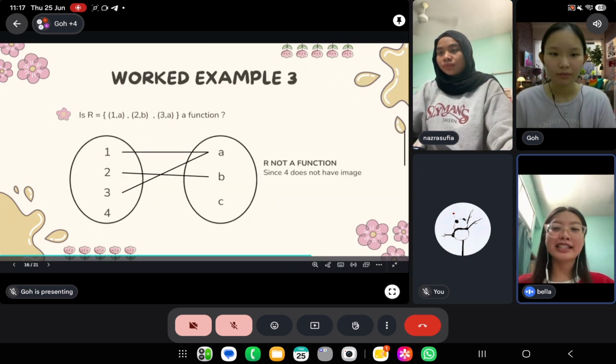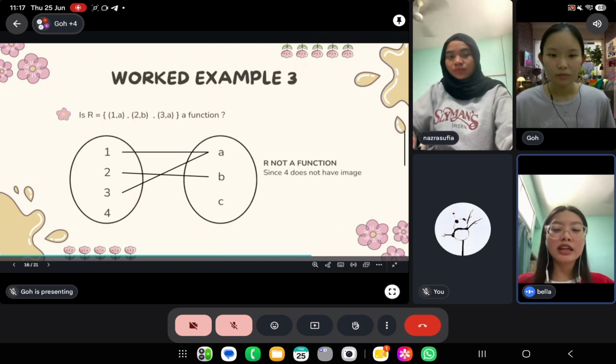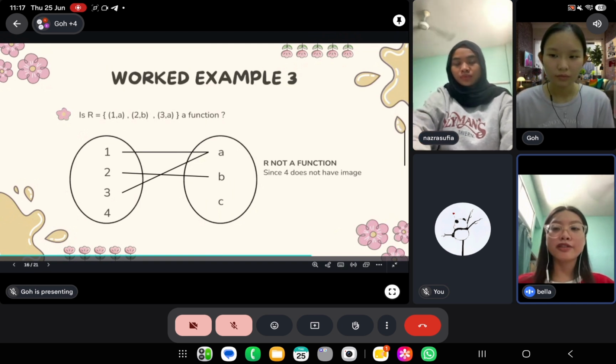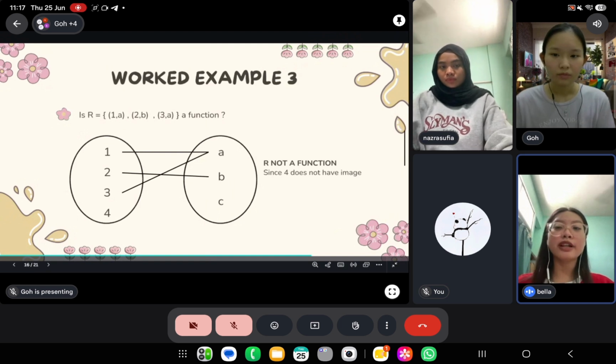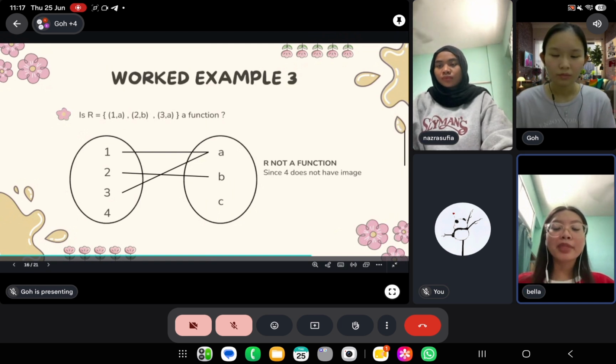And for the last example, is R equals {(1, A), (2, B), (3, A)} a function? We can see R is not a function since 4 does not have an image. In the diagram, we can see that 1 maps to A, 2 maps to B, and 3 maps to A. Element 4 does not have any image or output.